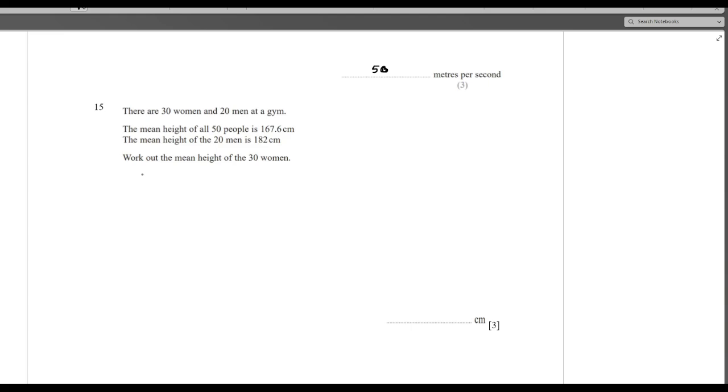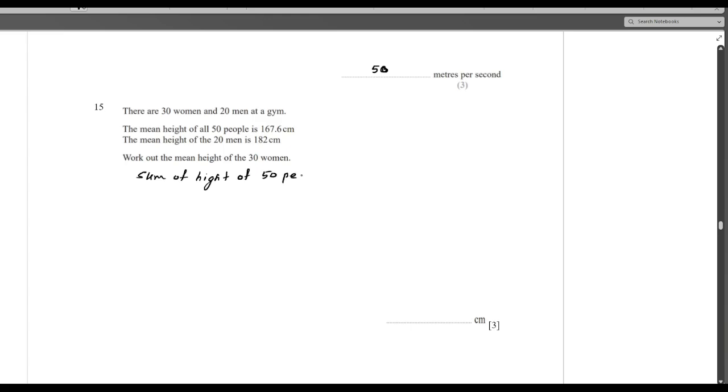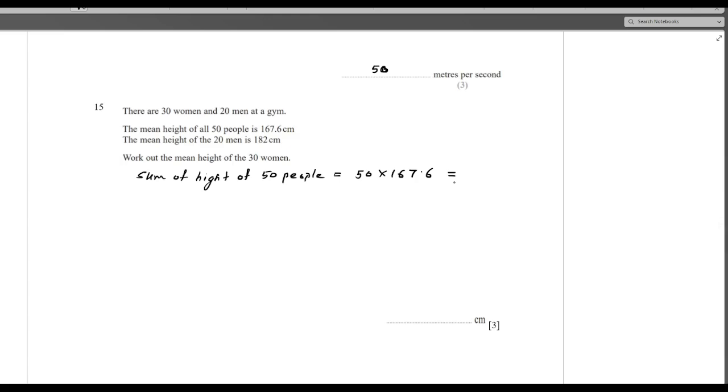So the sum of the heights of 50 people, if I want to know, is 50 times 167.6. As the mean is 167.6, for 50 people, if I want to find the total height, it is 50 times 167.6. Okay, I get 8380.